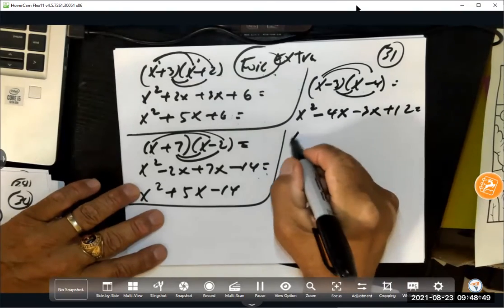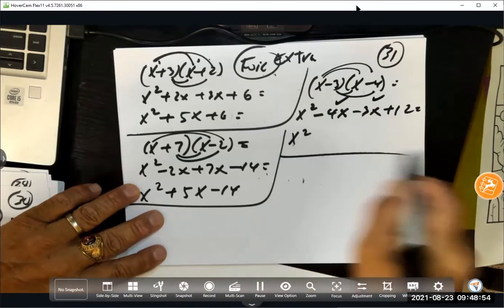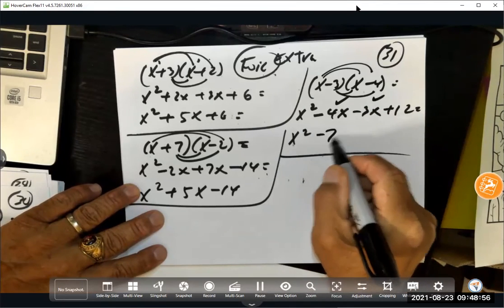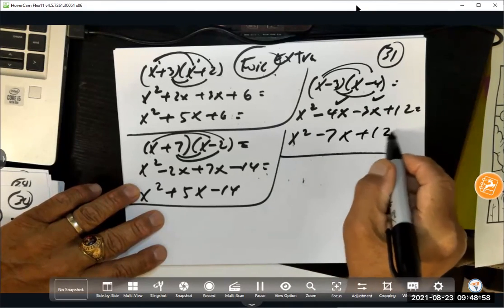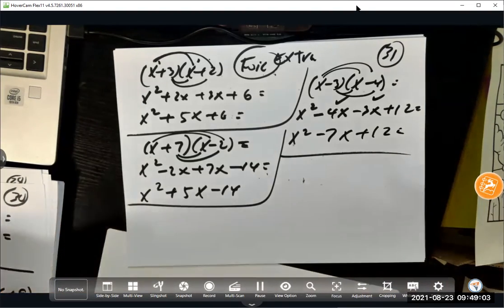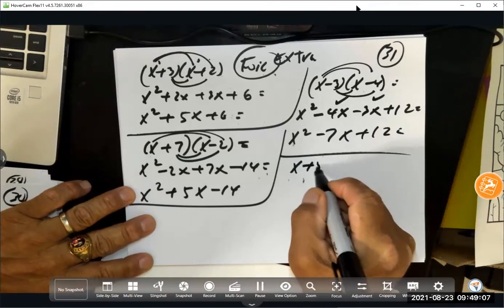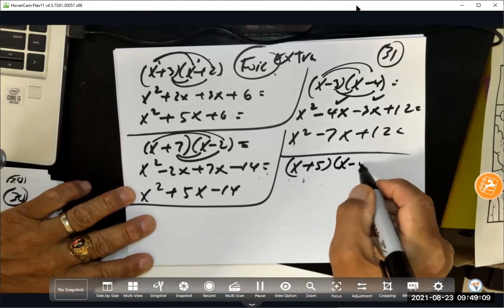So this is going to be x squared. And what is this one and this one together? Negative 7x, plus what? 12? Yes, that's it. Okay. Let me do one more like this one. You got it. I think it's coming back to y'all. Hopefully, right? x plus 5 times x minus 5.